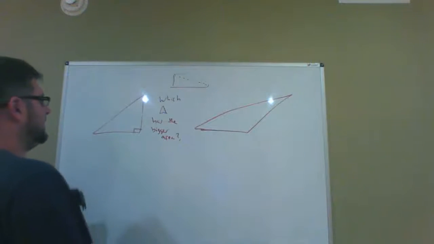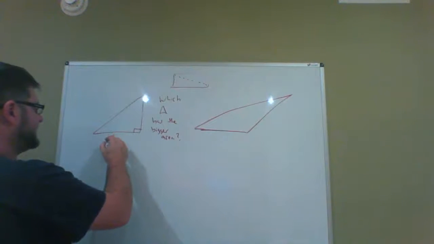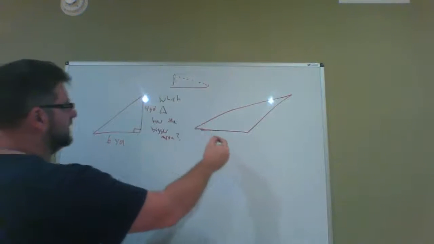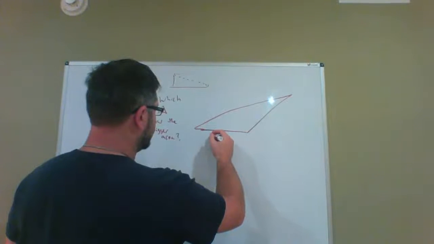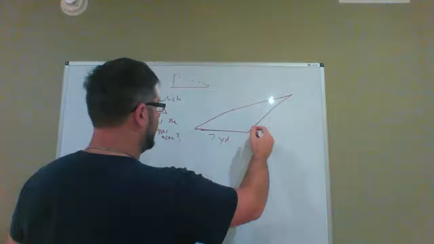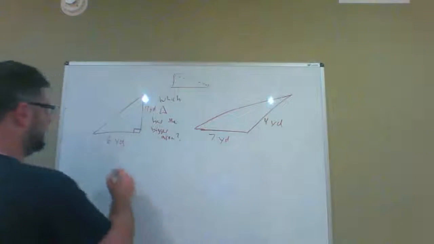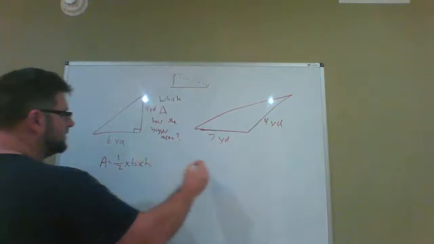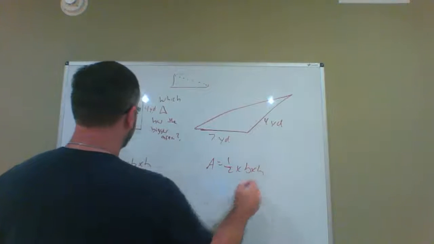So let's go ahead right now and say that this triangle has 6 yards and 4 yards. And let's say that this one has, I don't know, 7 yards and 4 yards. Okay. So you can't just look at the triangle and go, that one. You have to math it up to mathematically prove which one has the bigger area.